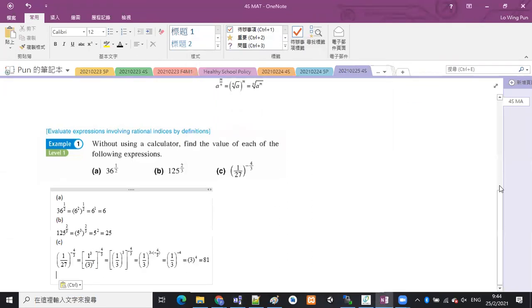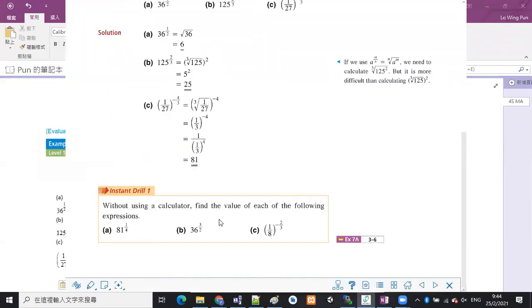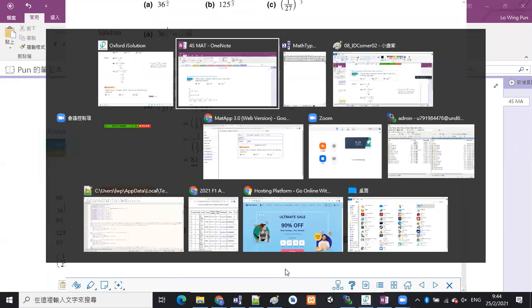That is how we can do this type of calculations without using a calculator. To cancel out the fractional index is the main purpose of this example. Is that okay? Okay, so now I would like you to do the instant drill number 1. Okay, so please really write down the steps like this.